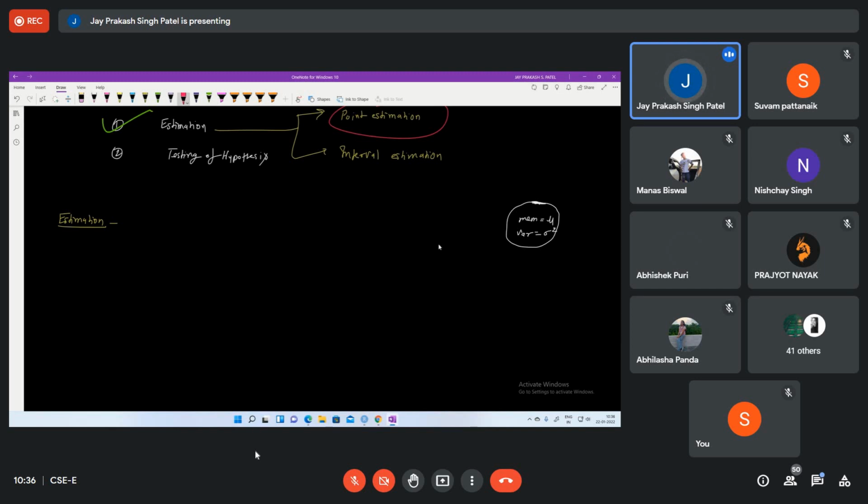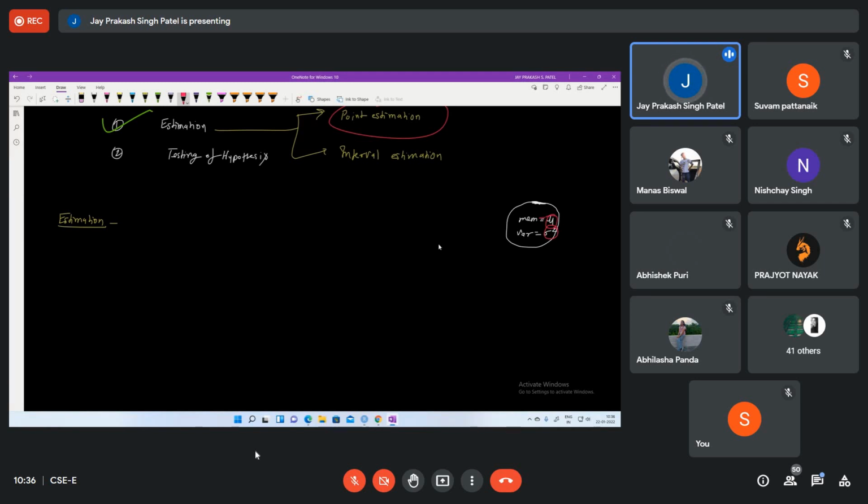Suppose I want to know what is the exact value of the mean, or the exact value of sigma square, or the interval in which I can be 90% or 95% sure that the mean of the population will fall into that interval, right?